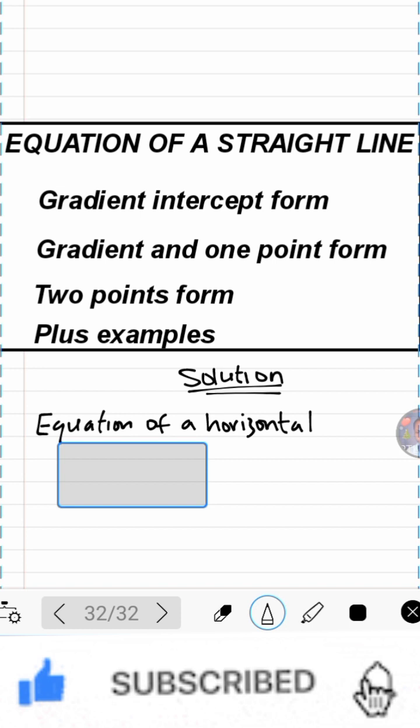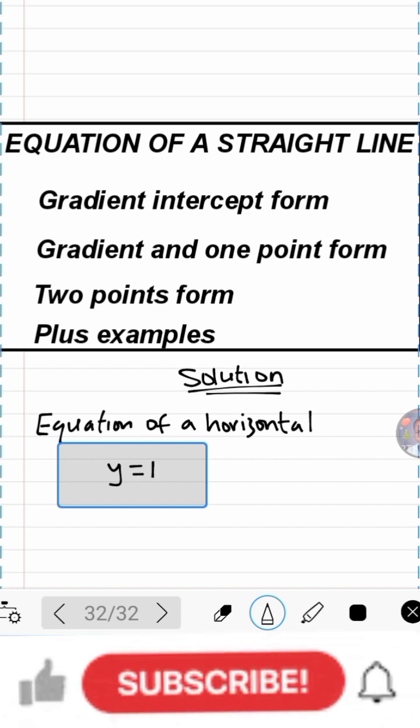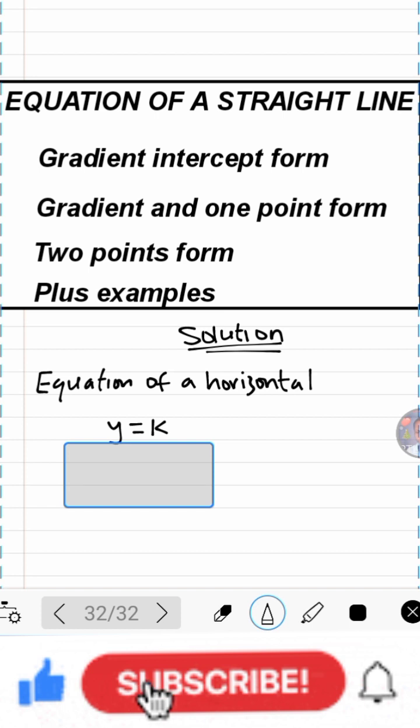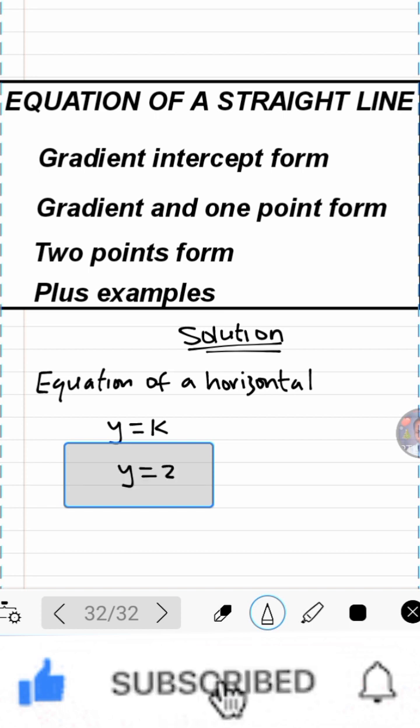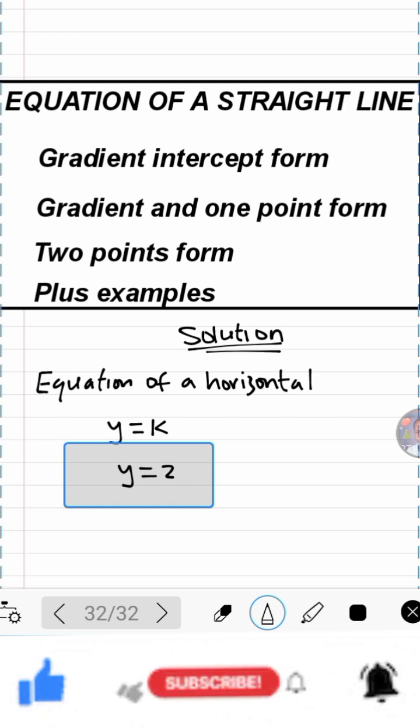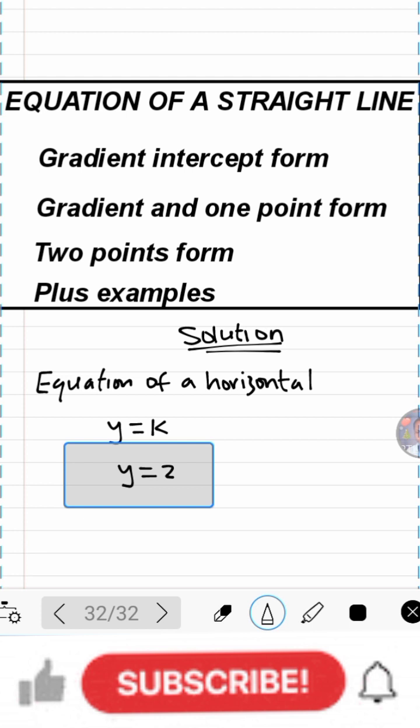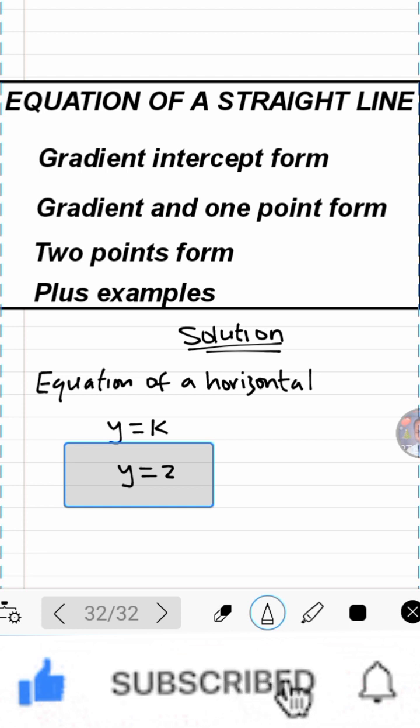The equation of a horizontal line consists of only y, and it is always written like this: y is equal to a constant. That's the equation of a horizontal line. If I have y is equal to 2, that means this is a line that passes through point 2 on the y-axis, and the coordinate of x will be 0. So it passes through point (0, 2). So the equation of a horizontal line is always y is equal to any value. It can be y is equal to 2, y is equal to 1, y is equal to 3.